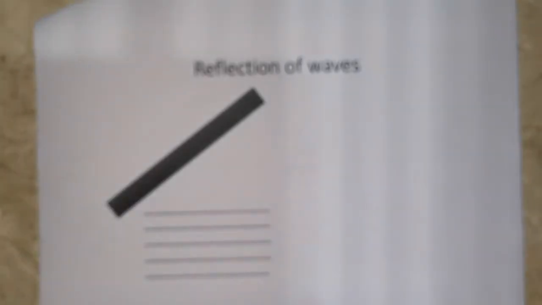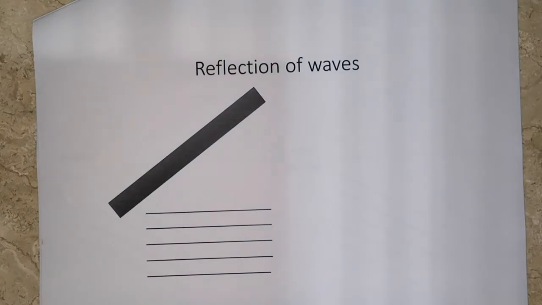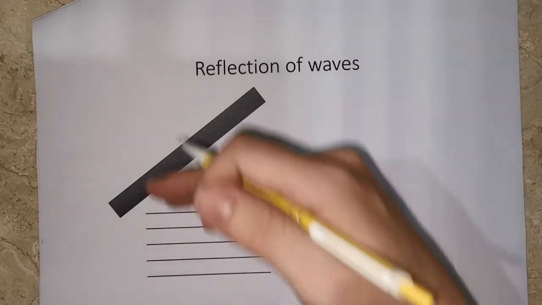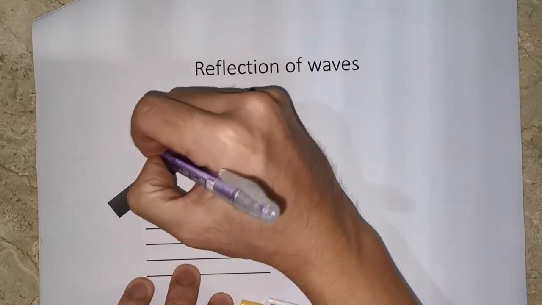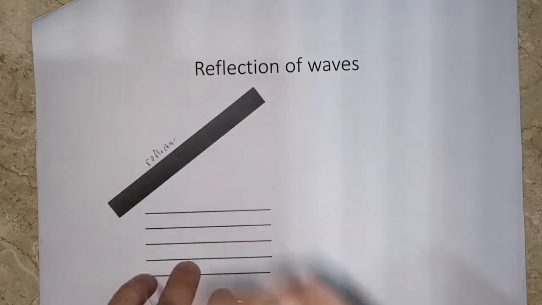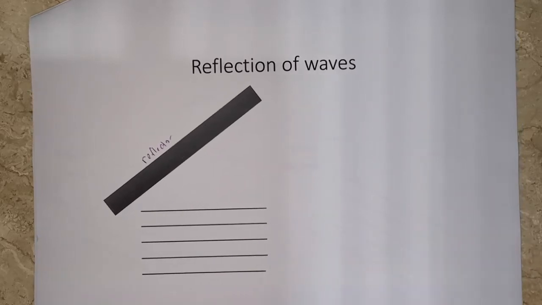Now we apply that when it comes to reflection of waves. What we have here is water waves traveling from the bottom upwards, and they will hit a reflector. I'll just label this as a reflector. It could be a wall or something. We're going to try to draw the wavefronts of the waves after reflection.